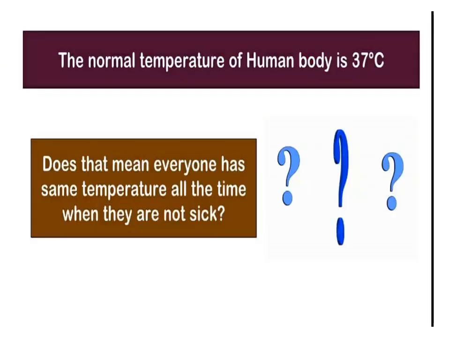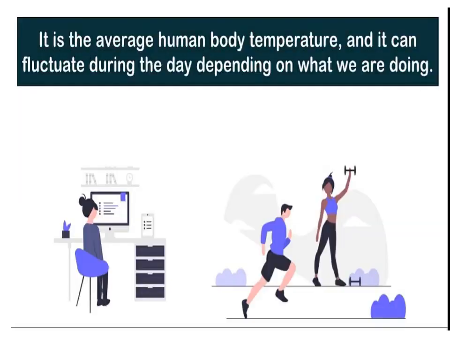The normal temperature of the human body is 37 degrees Celsius. Does that mean everyone has the same temperature all the time when they are not sick? So what is your guess? It is the average human body temperature, and it can fluctuate during the day depending on what we are doing, either running, exercising or sitting. It depends on the situation and the circumstances.